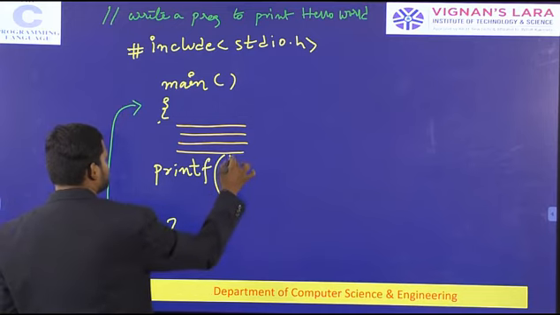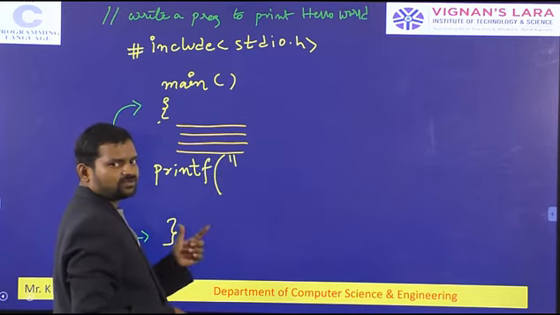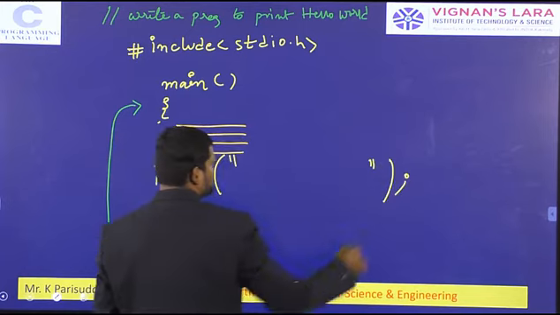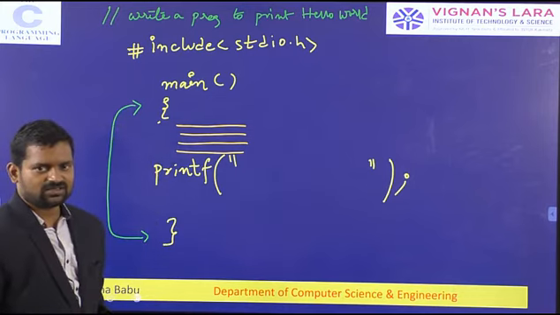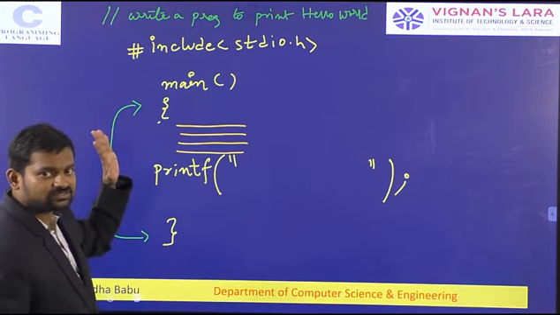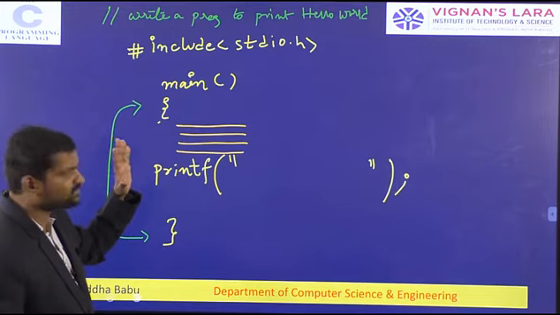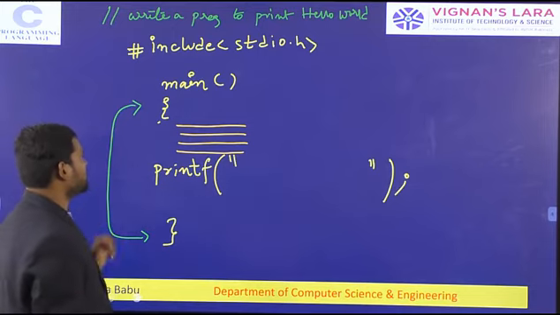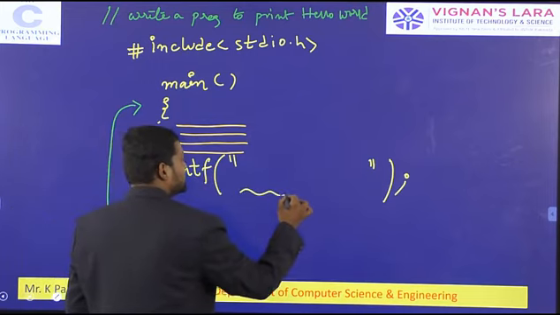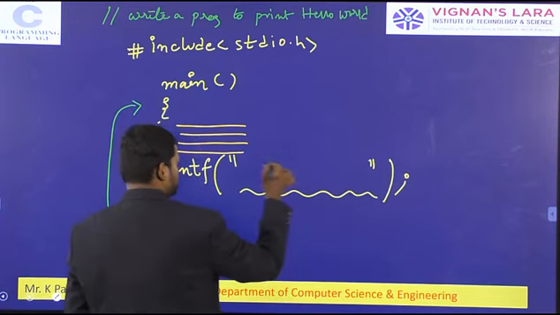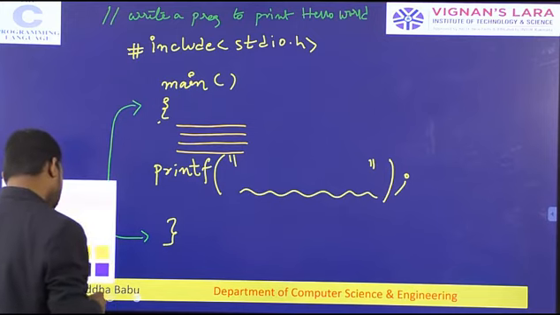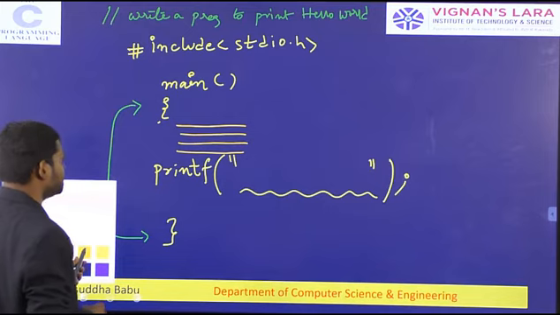This printf function starts with open brackets and ends with close brackets and a semicolon. Every C statement ends with a semicolon, other than the preprocessor directives. So the actual program starts from here. Whatever information you write in between the brackets, inside the quotations, that information will be printed. What information do you have to write here?